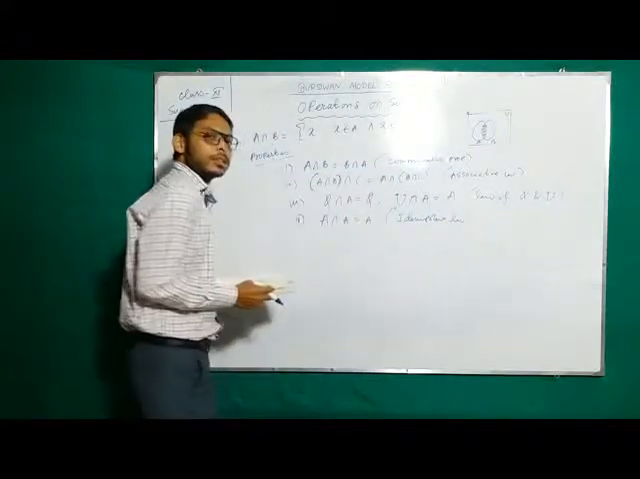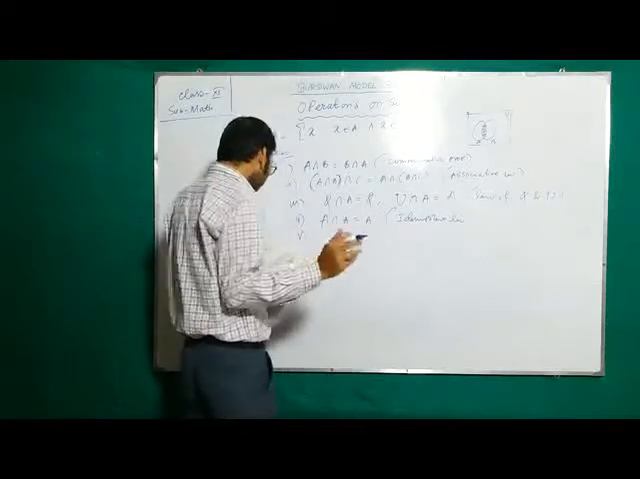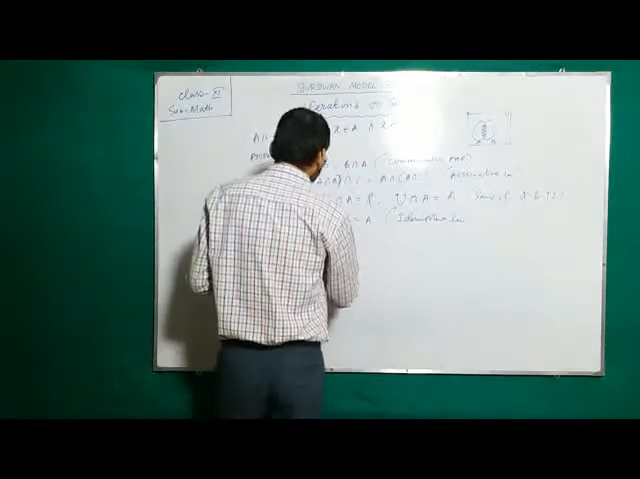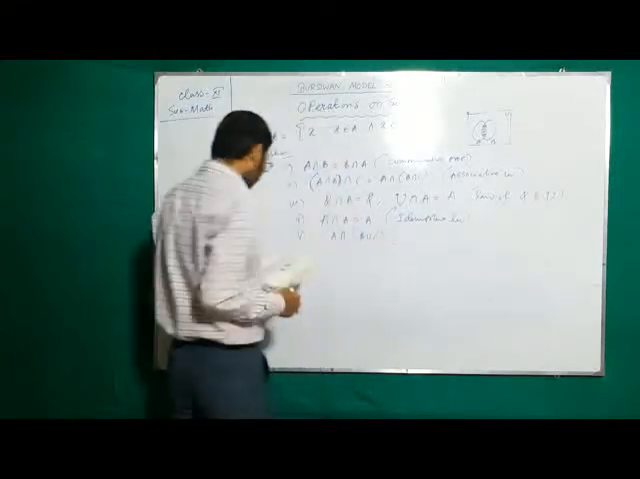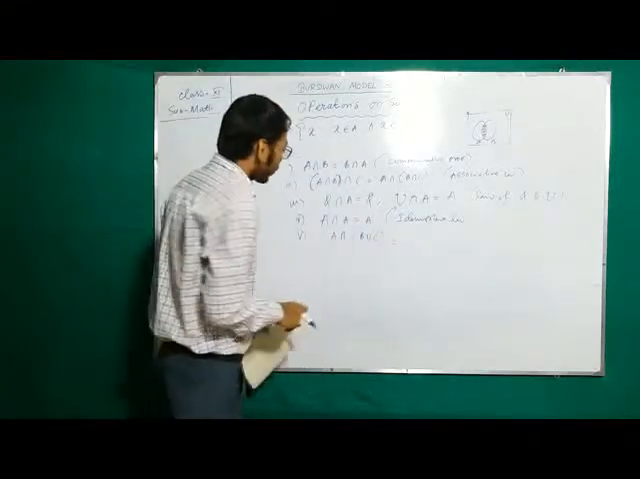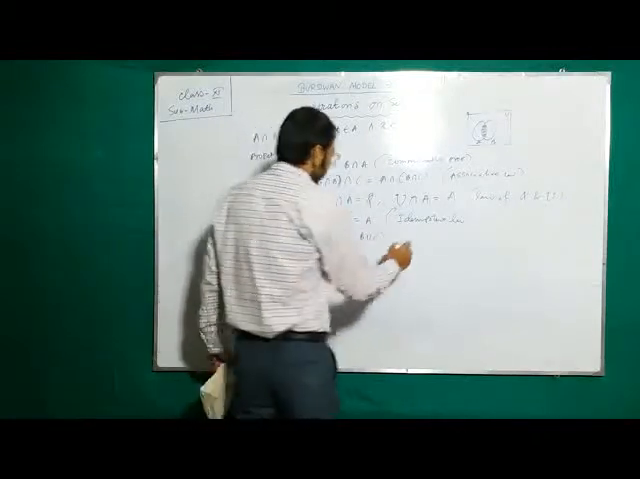And the last one is very important, the number 5. There is actually the distributive property: A intersection B union C. This is the distributive property, very important. A intersection with the B union C.